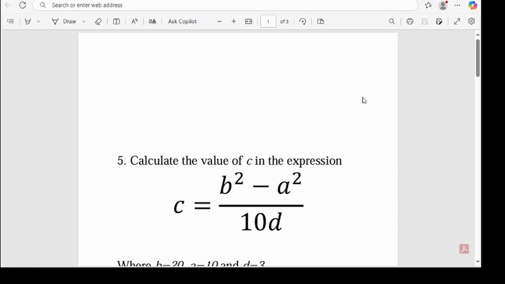In today's series, we'll be solving a practical problem in mathematics, substitution into formula. Right, so let's delve into it.